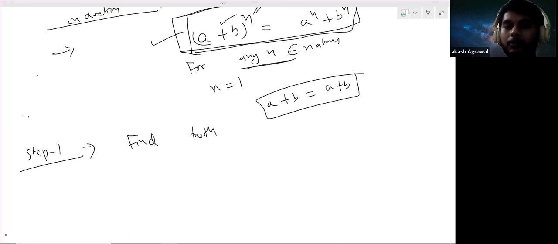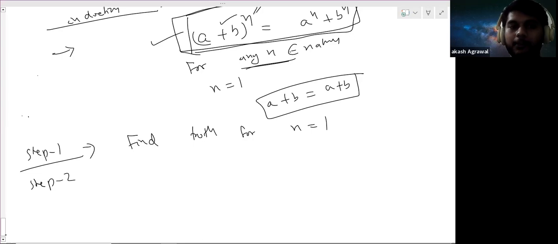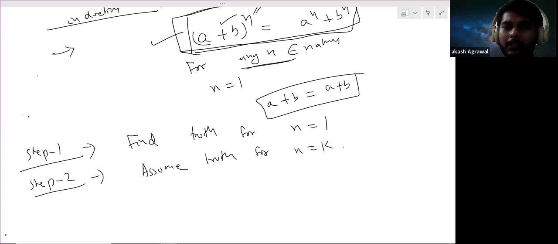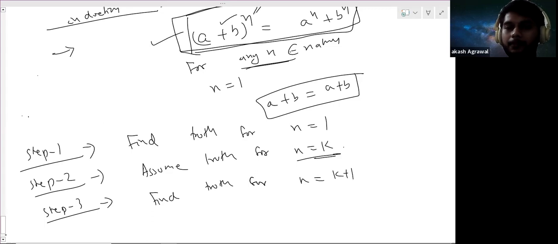What is step 1? Find truth for n equals 1. When you put n equals 1, check whether the statement is true or false. Step 2: assume truth for n equals k. We assume that when n is k, the statement stands true. Step 3: find truth for n equals k plus 1, that is, when n is k plus 1, check if the statement is true or false.